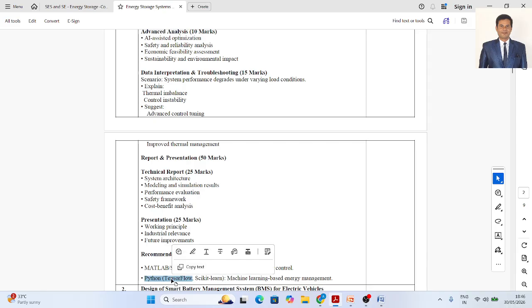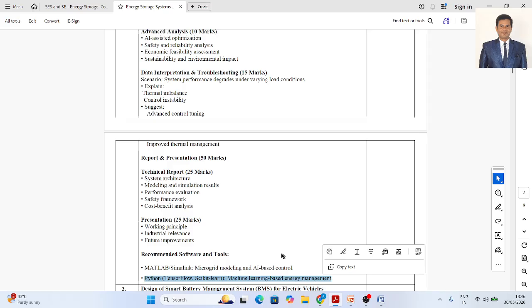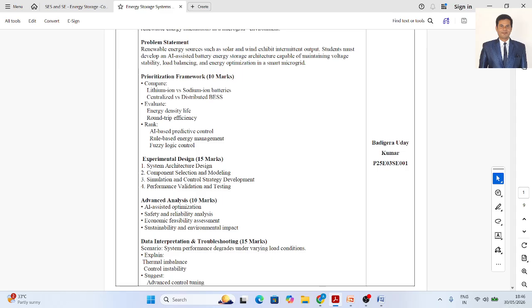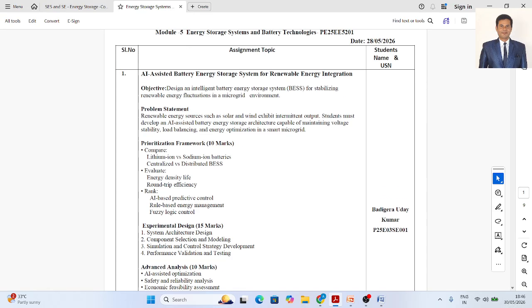Tomorrow I'll teach you Python and scikit, the machine learning part for energy management. It will try to analyze with the different battery conditions. You have to see the energy management of your battery energy storage.